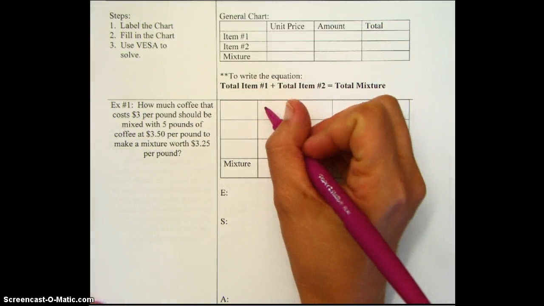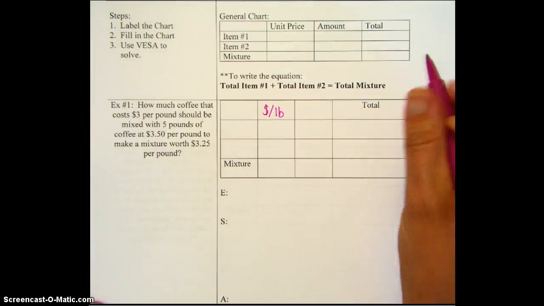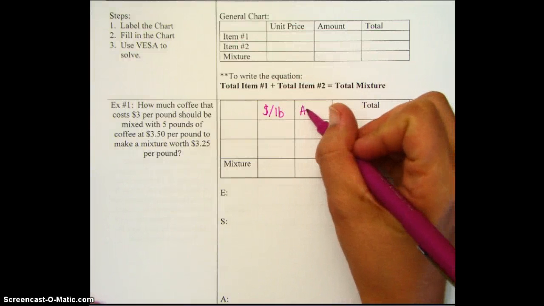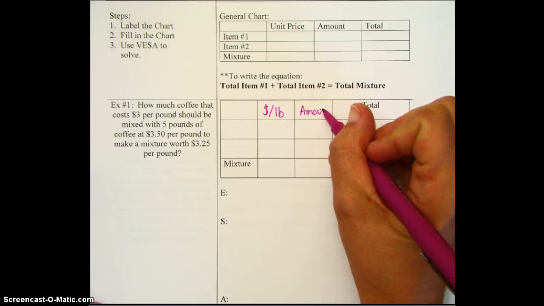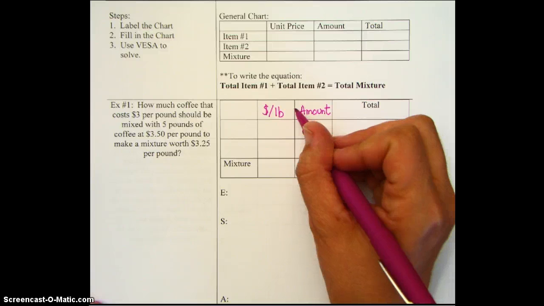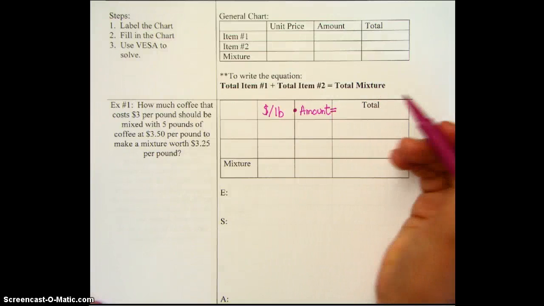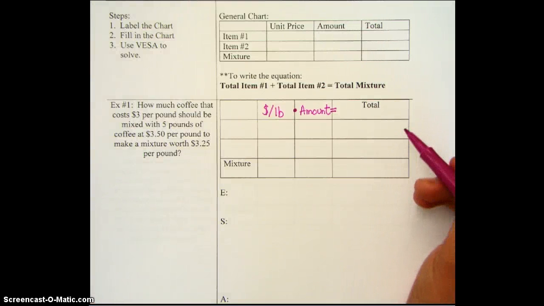Our unit price, or our dollars per pound, will be going in the left-hand column. Then we have our amount in weight. So this will be the number of pounds of something that we're going to have. Just like the problems from yesterday, we're going to multiply the two columns together to set it equal to the total. So let's read the problem.